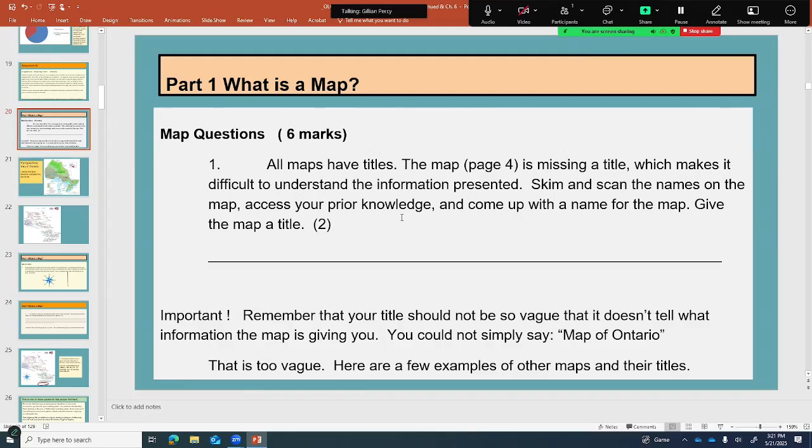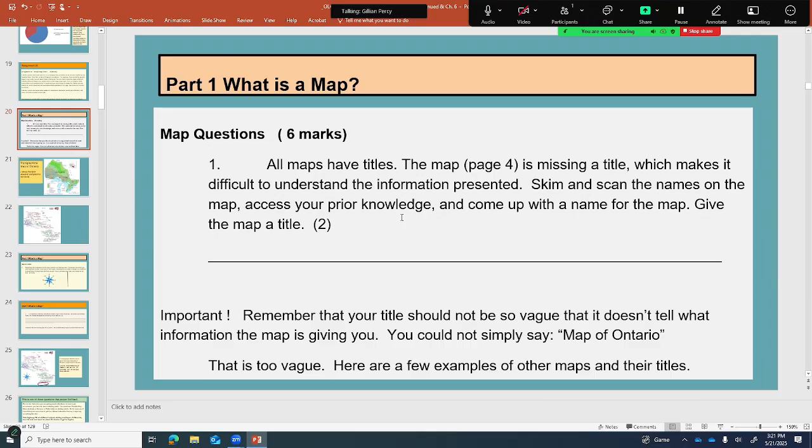Okay, first of all, maps have titles. There is a map on page 4 which is missing a title, which makes it difficult to understand the information presented. Skim and scan the names on the map. Think about your prior knowledge and come up with a good name for the map. Give that map a title. Important. Remember that your title should not be so vague that it doesn't tell what information the map is giving you. So do not write to me map of Ontario. I will not take it.